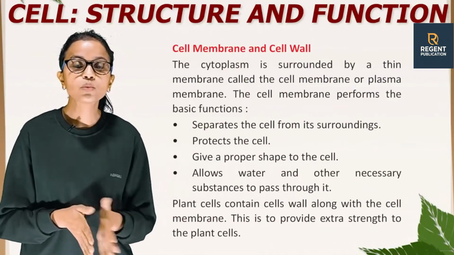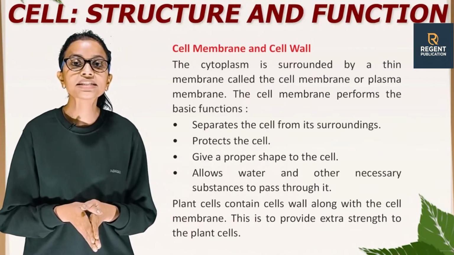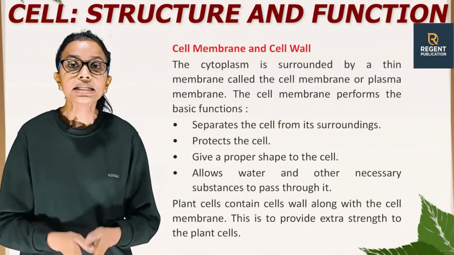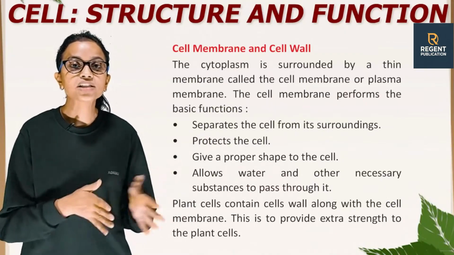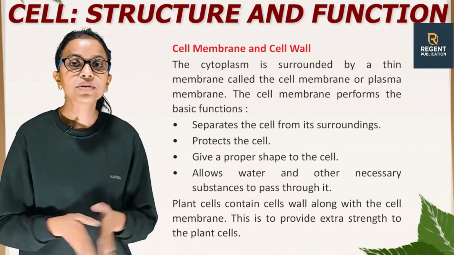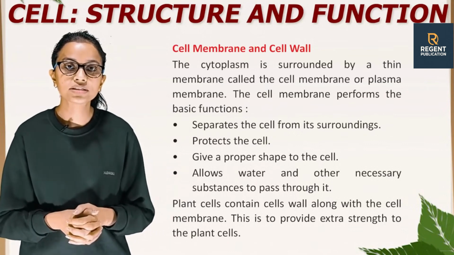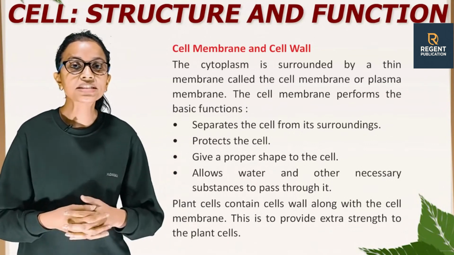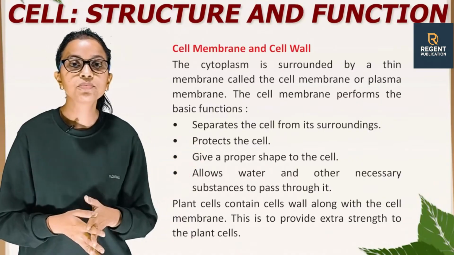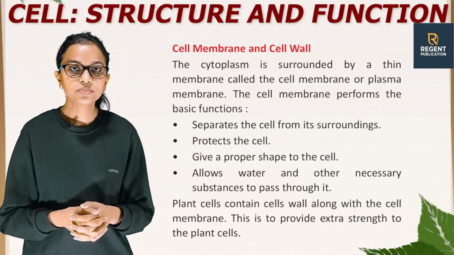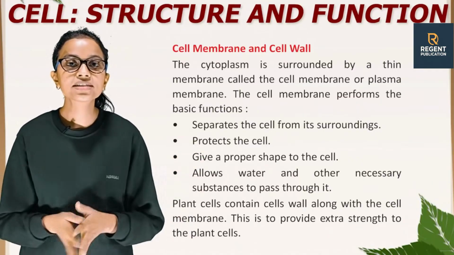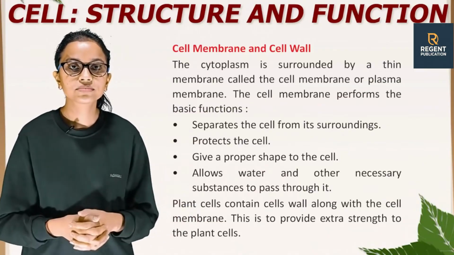Cell membrane and cell wall. The cytoplasm is surrounded by a thin membrane called the cell membrane or plasma membrane. The cell membrane performs the basic functions. Separates the cell from its surrounding. Protects the cell. Gives a proper shape to the cell. Allows water and other necessary substances to pass through it.